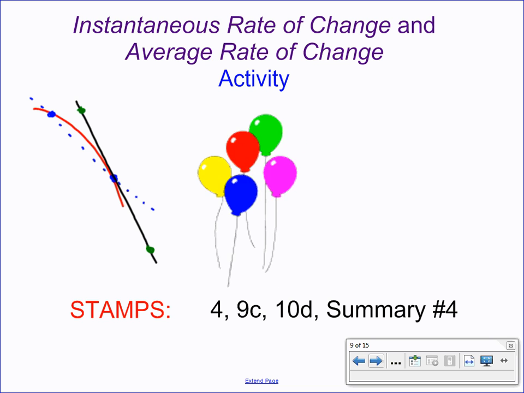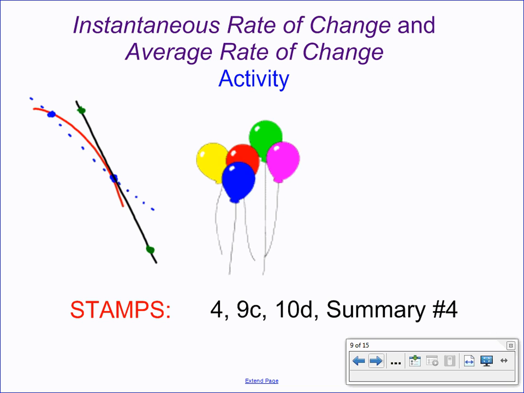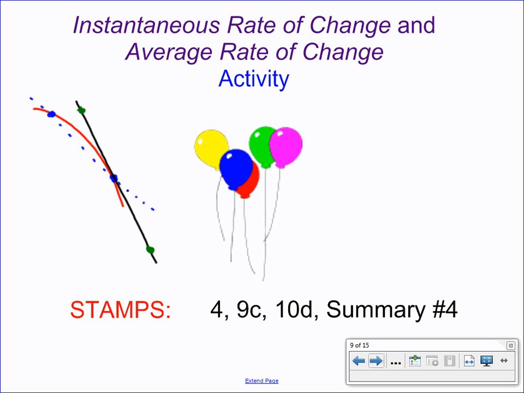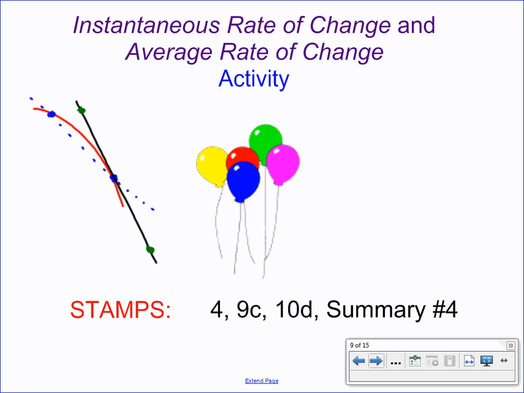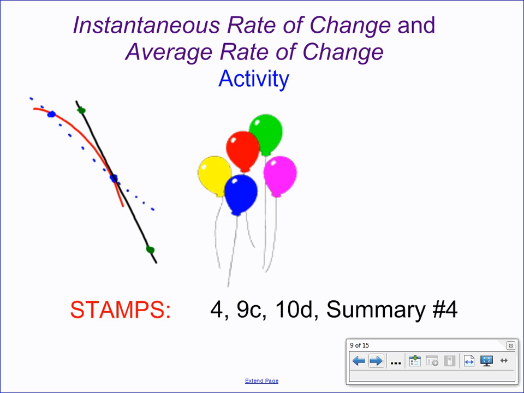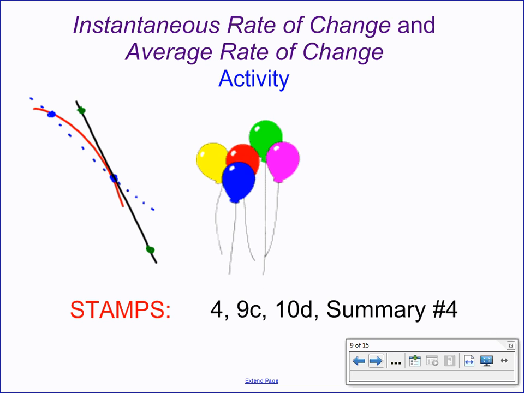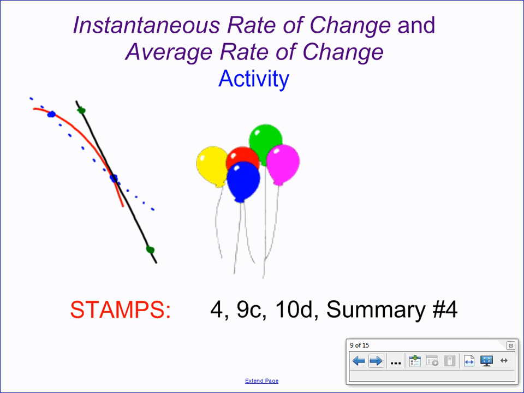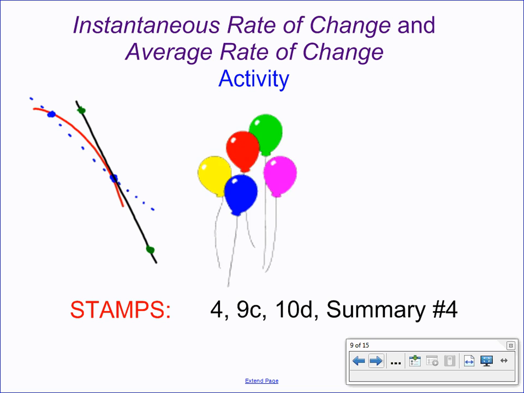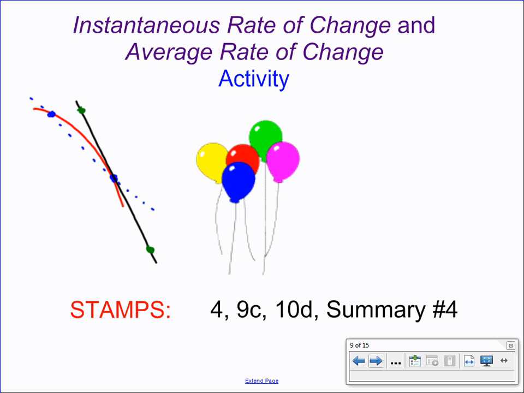Stamp eligible items include number 4, number 9C, number 10D, and summary number 4. Make sure that you guys are agreeing and following along. Several of these are numerically important. In other words, in order to get your stamp, you have to be accurate on that, so please pay attention to detail and include units. Yesterday, some groups were forgetting to include units. As we apply our calculus concepts in context now in Unit 3, it's very important that we're referring to the units within the question so that our answer has meaning in the context of the problem situation.